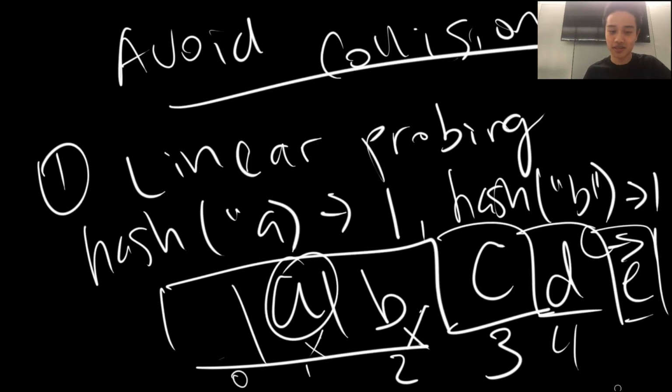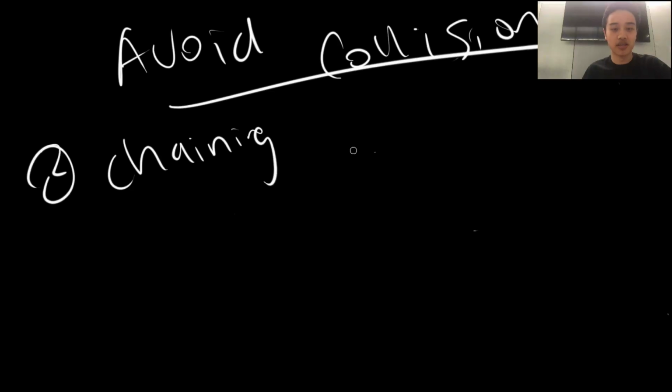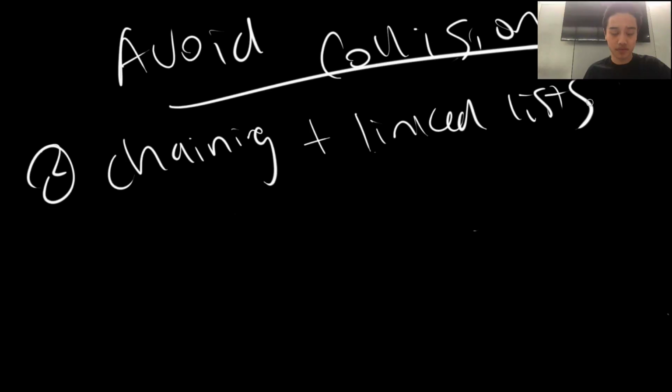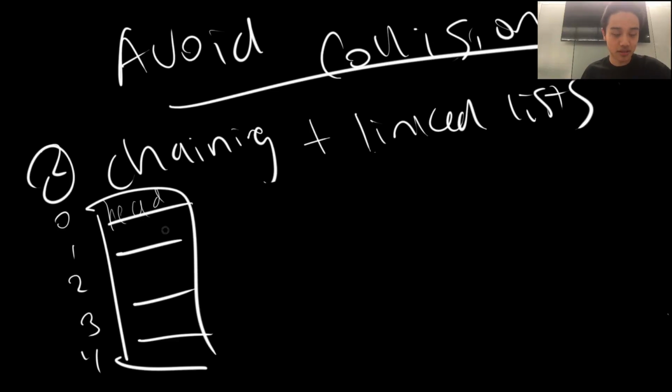So alternatively, a better way, the second way to avoid collisions, is using something called chaining. And this involves using linked lists. So now bringing back this picture, we got our array again. Let's say 0, 1, 2, 3, 4 indexes. And now instead of being an array of char or string, for example, the array is an array of nodes that point to the head of a linked list. So every single element in this array is now a node.